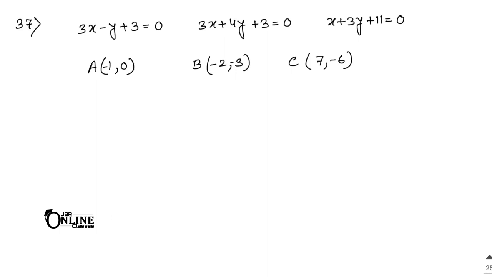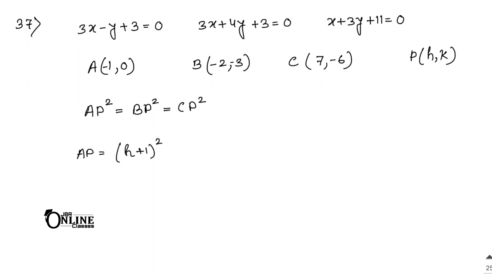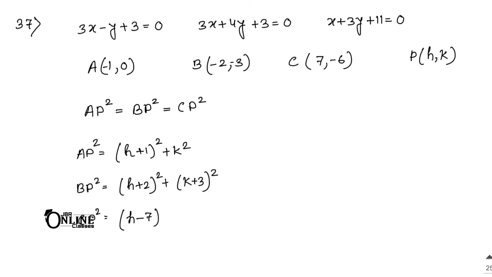Clear? So first, let the circumcenter of that triangle be P(h, k). So P(h, k) is the coordinate of the circumcenter of that triangle. Now you know that the circumcenter is the middle one, so definitely the distance between each and every vertex from the circumcenter will be equal. So that means you can write AP square is equal to BP square is equal to CP square. First you find AP square, that is (h + 1) whole square plus k square. Next BP square equals (h + 2) whole square plus (k + 3) whole square. And the last one, CP square equals (h - 7) whole square plus (k + 6) whole square. Okay, I hope it's clear.